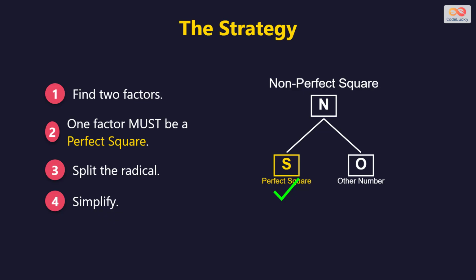So, what is our strategy? When you have a non-perfect square inside a radical, you want to find two factors that multiply to make that number. But here is the catch. One of those factors must be a perfect square. Once you find that perfect square factor, you split the radical into two parts, and then simplify the part that is the perfect square. This leaves you with a whole number multiplied by a smaller radical.